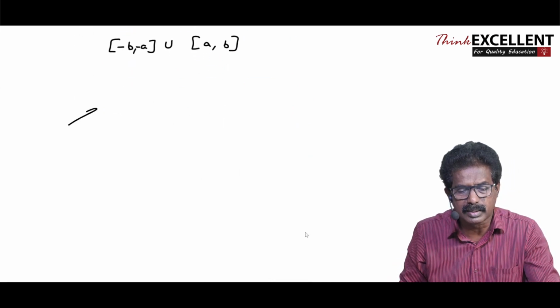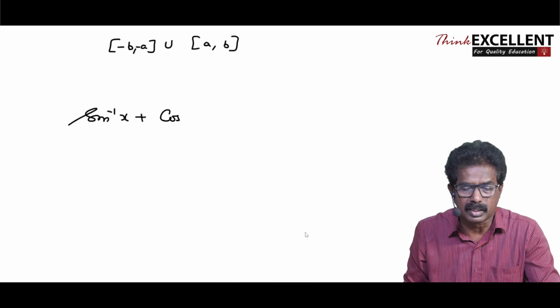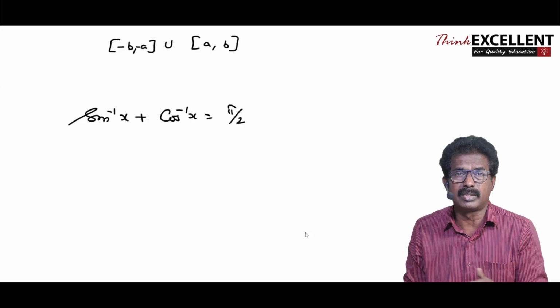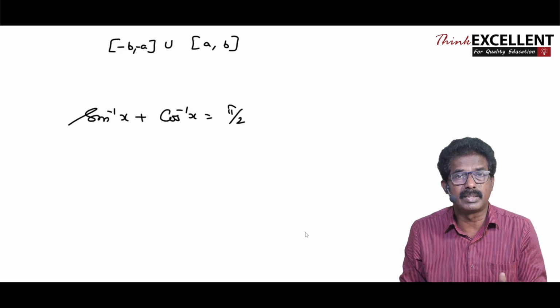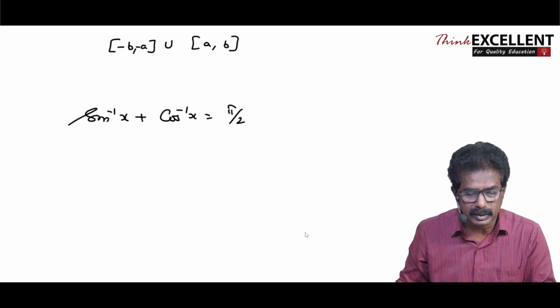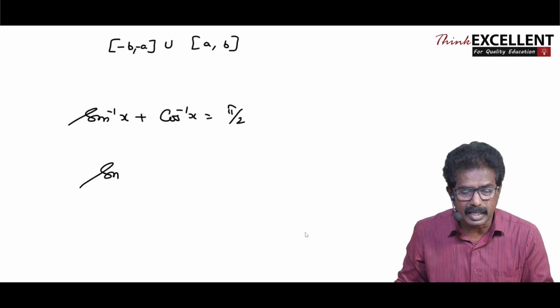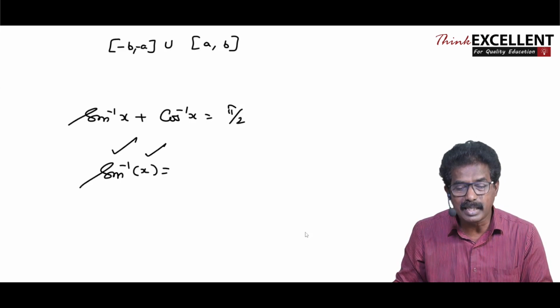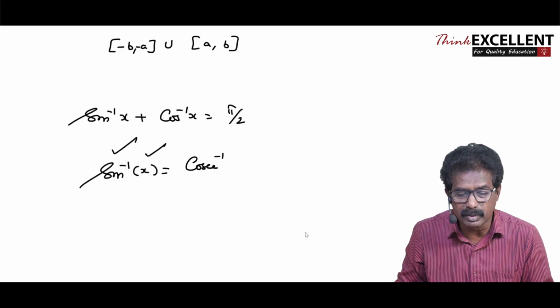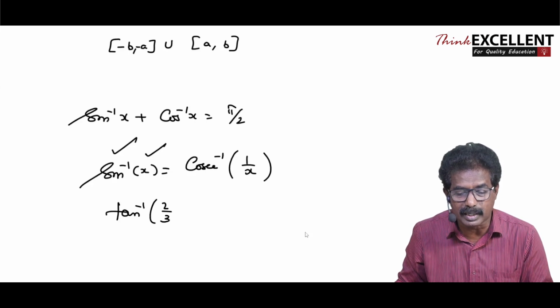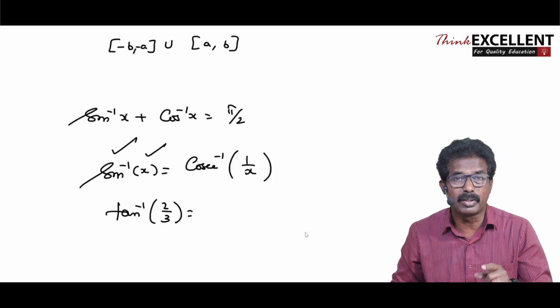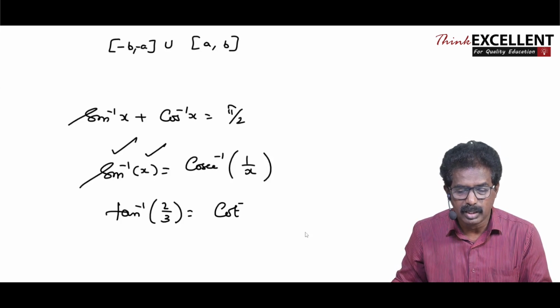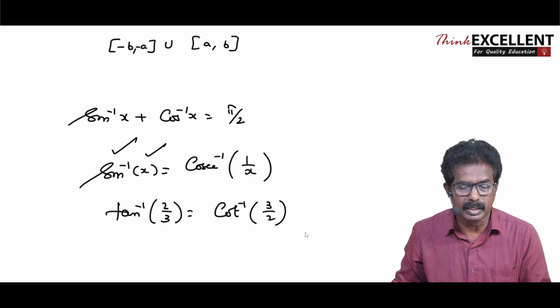Then we have some formulas. Sine inverse x plus cos inverse x equals pi by 2. Like that we have three results. Tan inverse x plus cot inverse x is pi by 2. Secant inverse x plus cosecant inverse x is also pi by 2. Then when you take reciprocals, sine inverse x can be written as cosecant inverse of 1 by x. Suppose you have tan inverse 2 by 3, you can write it as cot inverse 3 by 2. This you remember.